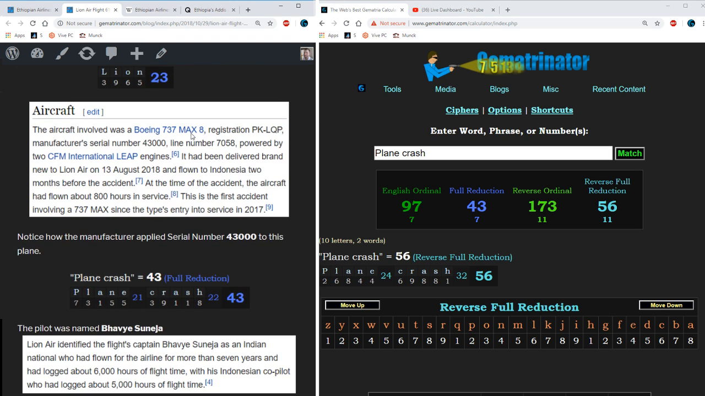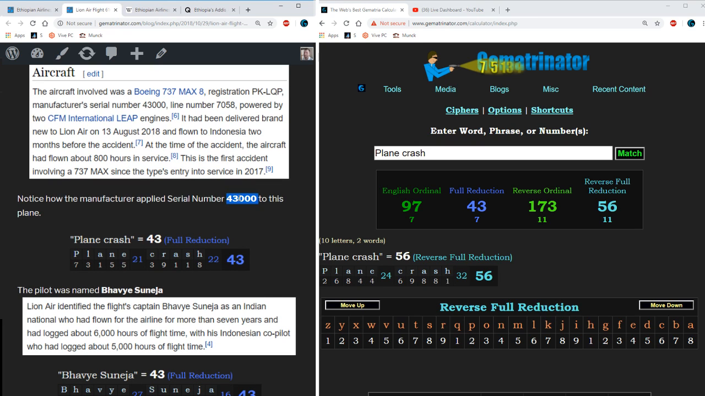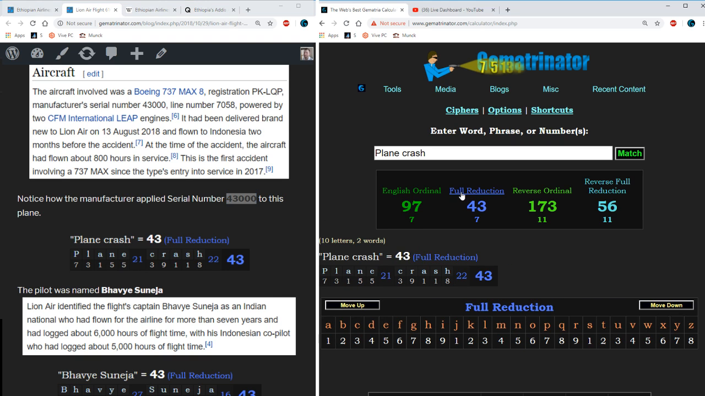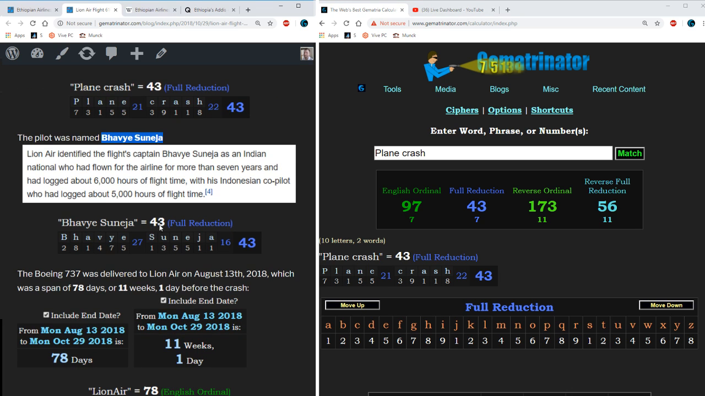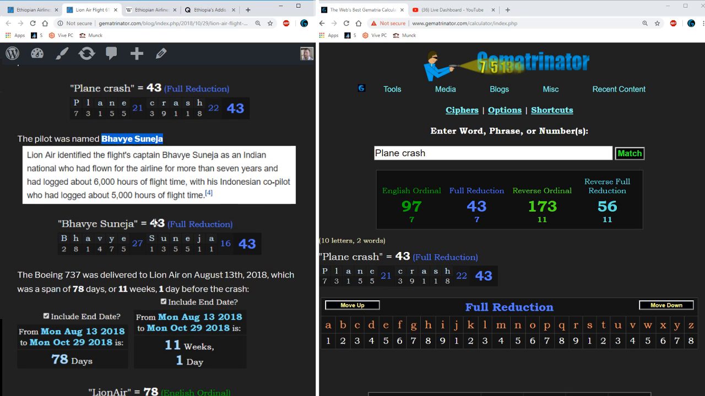In October of last year, when we had the Lion Air plane crash, you may recall how that plane had serial number 43,000. And, of course, plane crash, as we're looking at right here, equals 43 in reduction. The pilot of that plane in October, his name sums to 43 in the same cipher.